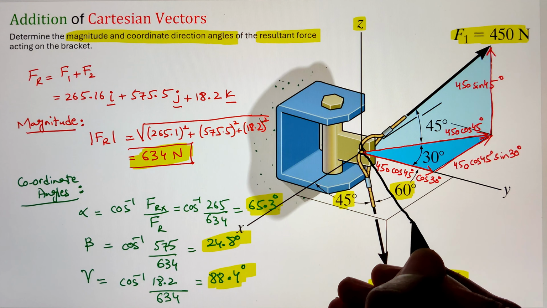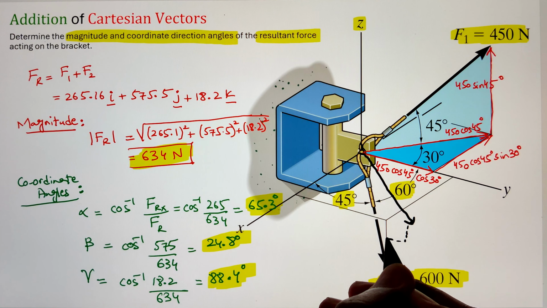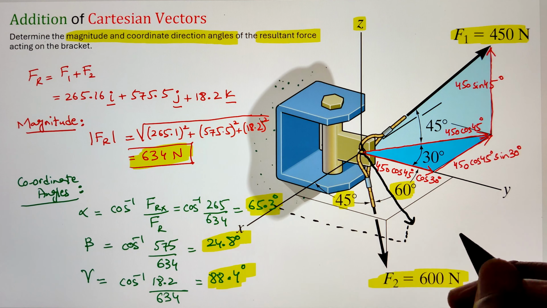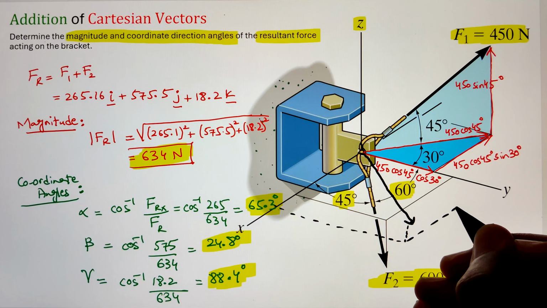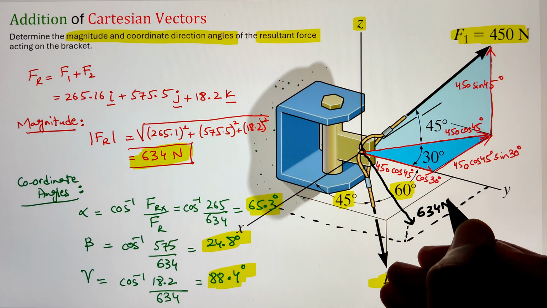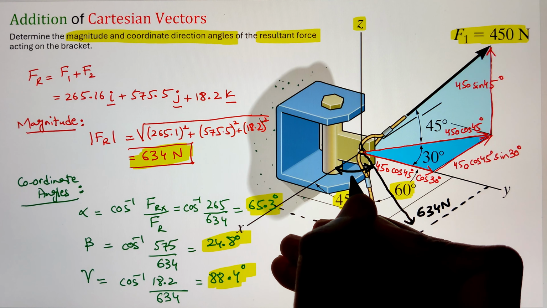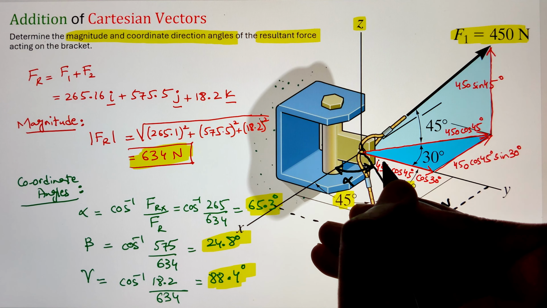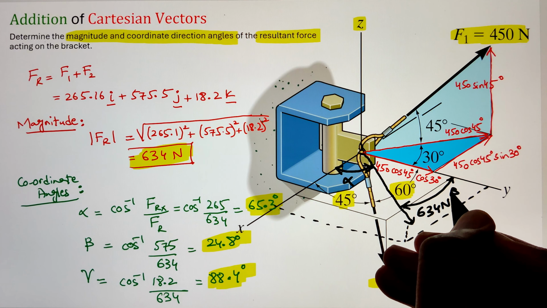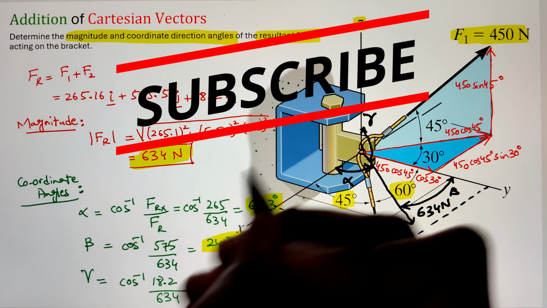So our resultant vector will start from the origin and it will go into the 3D space with a length of 634 newtons. Since it is in the 3D space and has all three components along the x, y, and z axis, it will make an angle alpha along the x-axis of 65.3 degrees. It will make an angle beta with the y-axis of 24.8 degrees, and finally an angle gamma with the z-axis of 88.4 degrees.